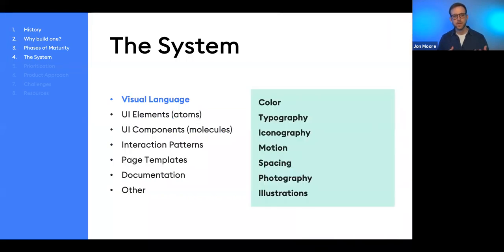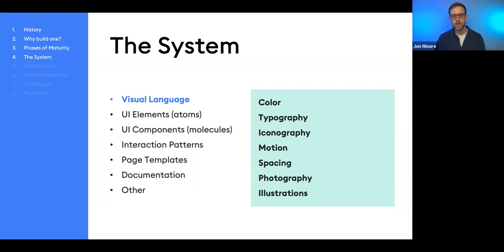So let's start with visual language. What are the things inside of this bucket that you might consider for building out your system? Just know that these are not comprehensive at all. There are certainly other things that may fall into the visual language bucket of your design system. If you want to know more, I know Nathan Curtis has written a lot of great resources around design systems and breaks it up in a very similar way. So if you're watching, Nathan, I appreciate the help because I definitely combed through a lot of his different resources.